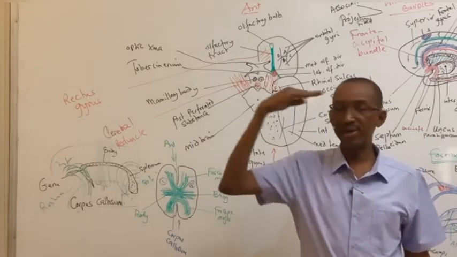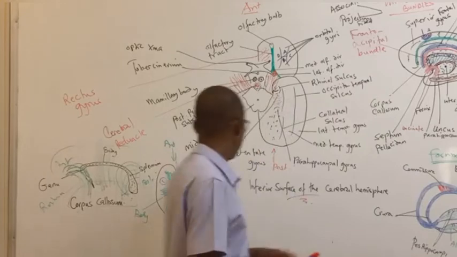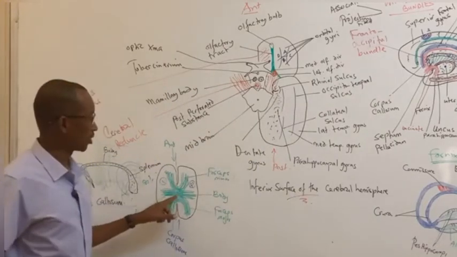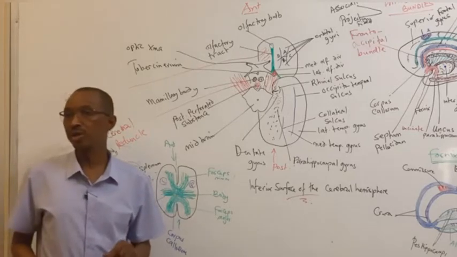When we now make a transverse section of the cerebral hemisphere, we are only going to see the forceps minor, the horizontal parts of the body of the corpus callosum, and the forceps major of the corpus callosum.